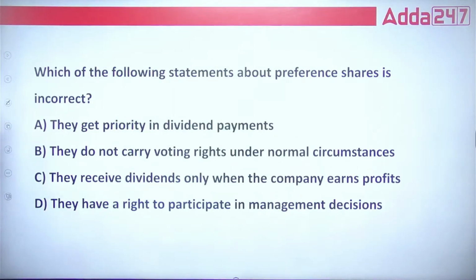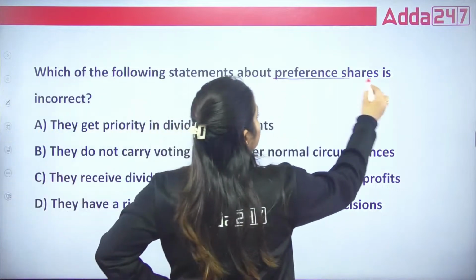Chaliye. Next, which of the following statements about preference shares is incorrect? A, they get priority in dividend payments. B, they do not carry voting rights under normal circumstances. C, they receive dividend only when the company earns profit. D, they have a right to participate in management decision. You need to identify the incorrect statement related to your preference shares.